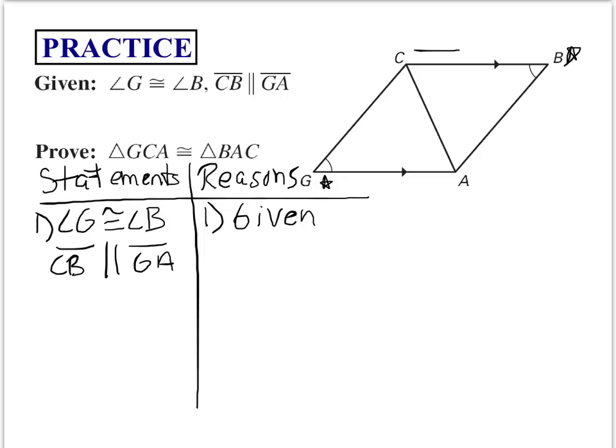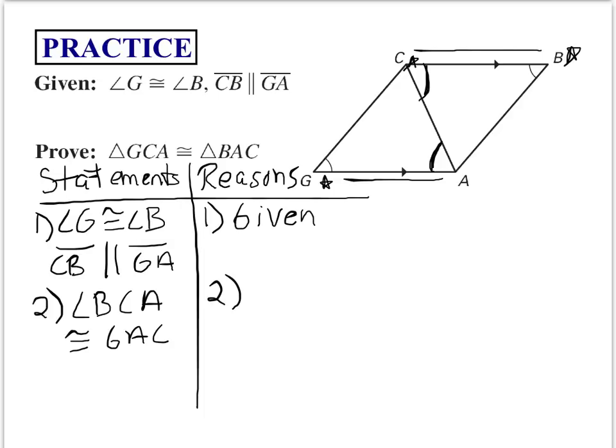Now let's think about the implications of this. If this line is parallel with this line, we have this transversal of CA. We learned about parallel lines, that these two angles are going to be congruent to each other because of alternate interior angles. So I'm going to specifically state this angle right here first. Angle BCA is congruent to angle GAC because of alternate interior angles.